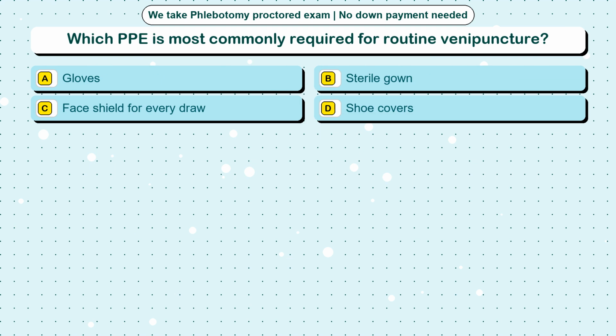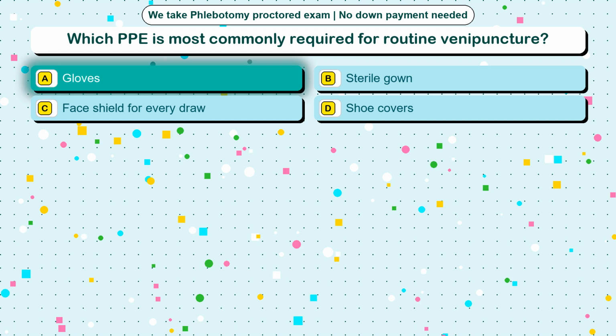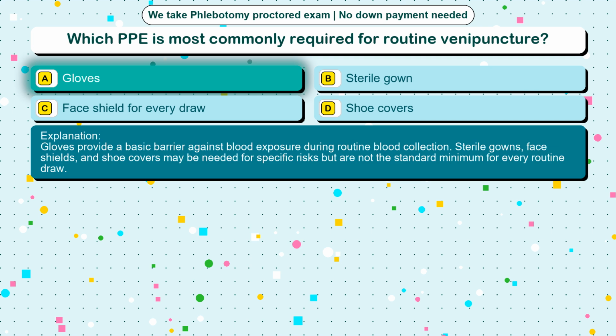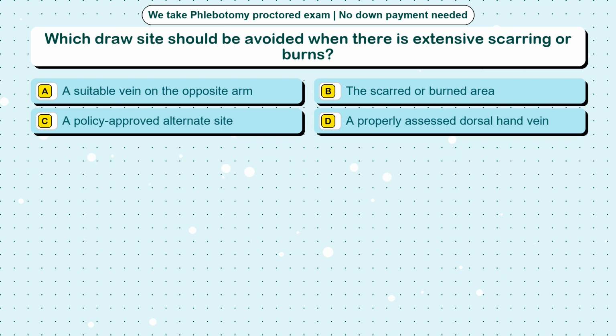Question 30. Which PPE is most commonly required for routine venipuncture? Option A. Gloves. Option B. Sterile gown. Option C. Face shield for every draw. Option D. Shoe covers. The correct answer is option A. Gloves. Gloves provide a basic barrier against blood exposure during routine blood collection. Sterile gowns, face shields, and shoe covers may be needed for specific risks but are not the standard minimum for every routine draw.